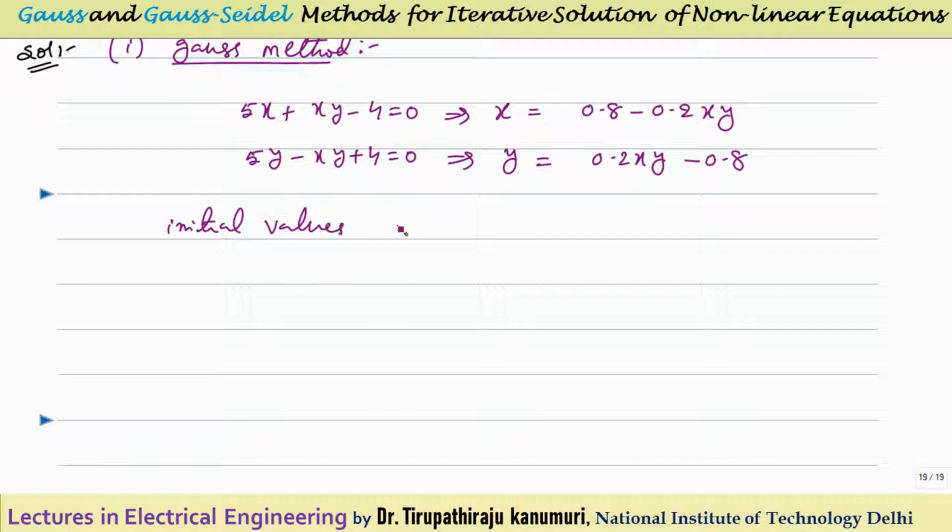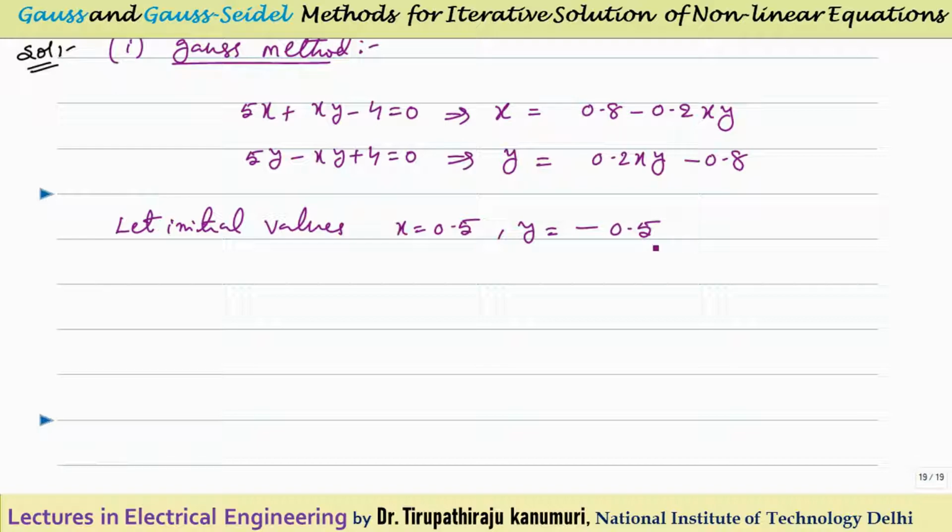Initial values I am taking as x is equal to 0.5 and y as negative, because I know anyway the value of y will be negative. So I am taking minus 0.5, because seeing the equation 5y minus xy plus 4 is equal to 0, we can automatically expect that the value of y will be negative and x will be positive. Getting it? That's why I have assumed x is equal to 0.5 and y is equal to minus 0.5.